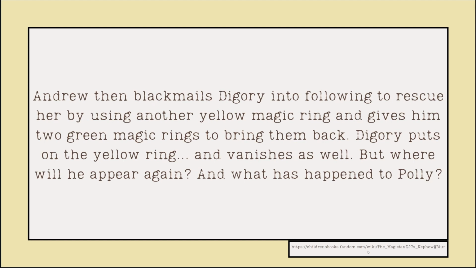Andrew then blackmails Diggory into following to rescue her by using another yellow magic ring, and gives him 2 green magic rings to bring them back. Diggory puts on the yellow ring and vanishes as well. But where will he appear again? What has happened to Polly?